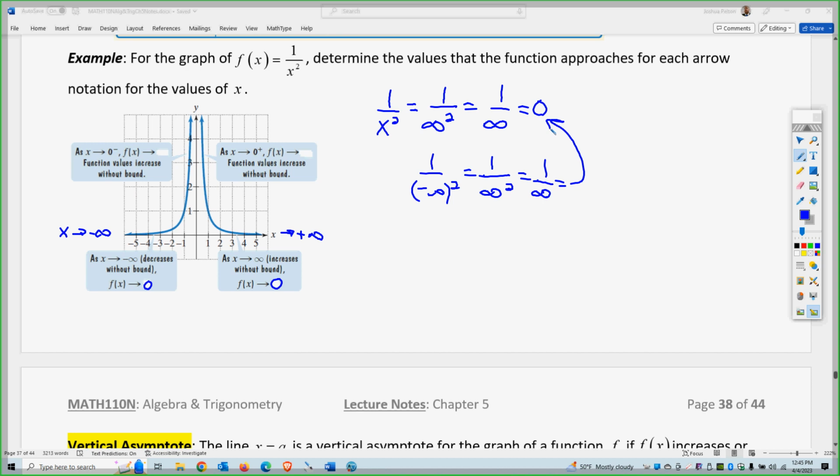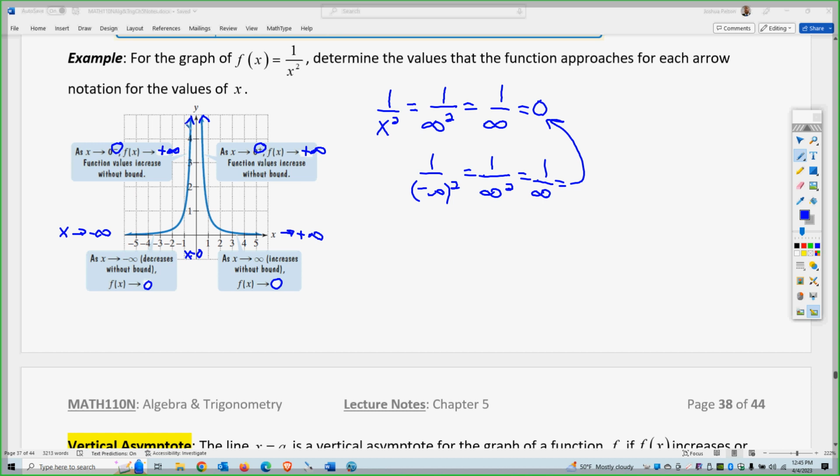So if I approach 0, so this is x equals 0 right here, if I approach from the right-hand side, the function is going to positive infinity. If I approach from the left-hand side, it's also going to positive infinity. So from the left-hand side, from the right-hand side, which is the positive and negative side of the graph, oriented to x.